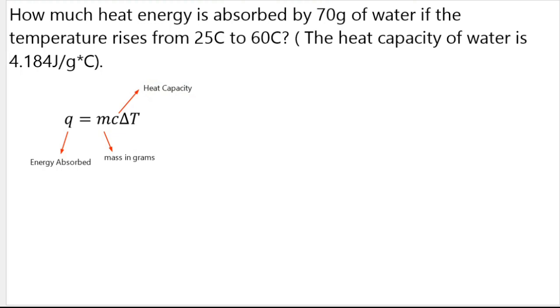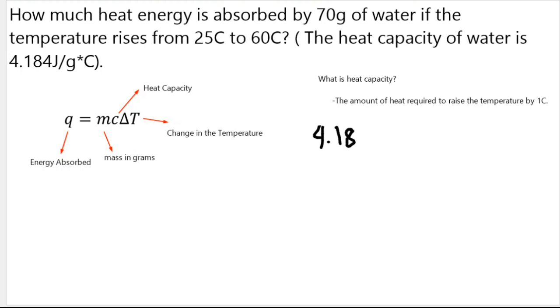C is the heat capacity, and ΔT is the change in temperature. What is heat capacity? I'm going to explain it in another video, so we're just going to introduce it here. Heat capacity is basically the amount of heat required to raise the temperature by 1 degree Celsius. We also have specific heat capacity, which we're going to use today. The specific heat capacity of water is 4.184 joules per gram times degree Celsius.